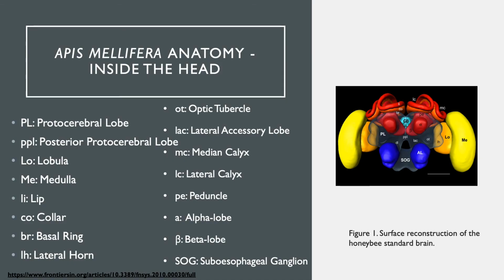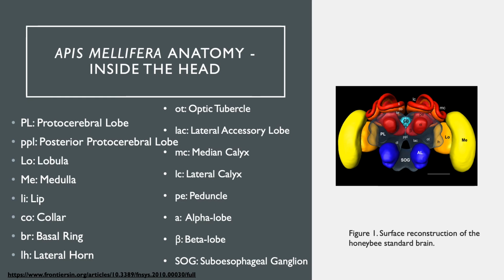Now that we've discussed the outside of a bee head, let's discuss the inside. Their bee brains are so tiny, yet so complex. Listed here are the different components within the bee brain. However, the neuropil to be focused on is the beta lobe, which, in this picture on the right, is the red section right in the middle.